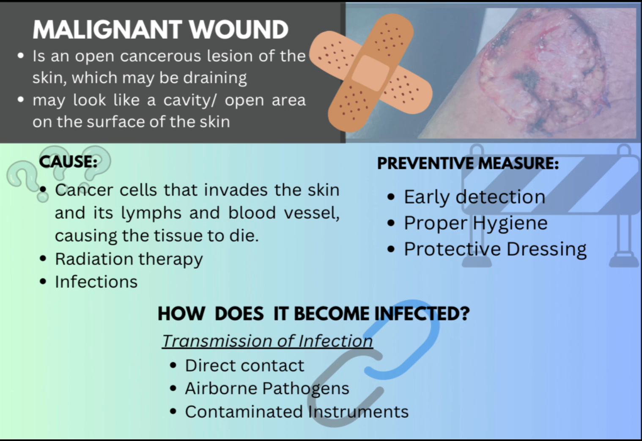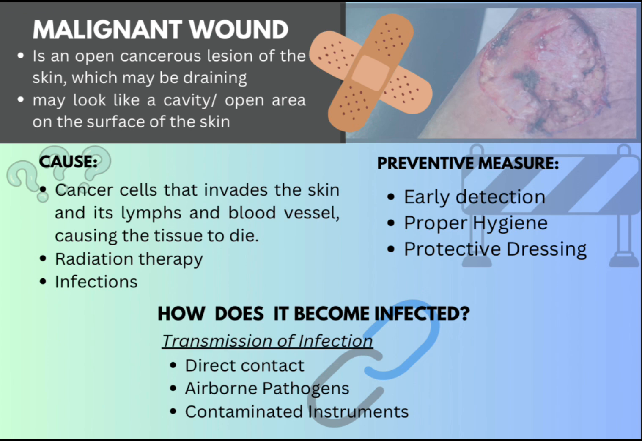Infection in malignant wounds can be transmitted through various routes. Direct contact: infection can spread through direct contact with contaminated hands, medical instruments, or dressing materials. Proper aseptic techniques and hand hygiene are essential to prevent this.